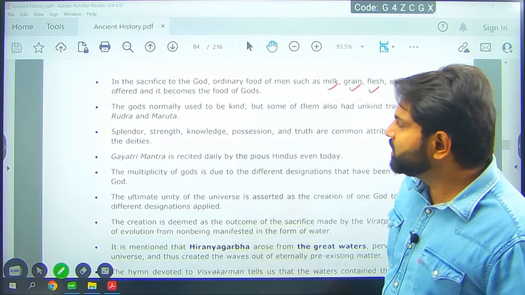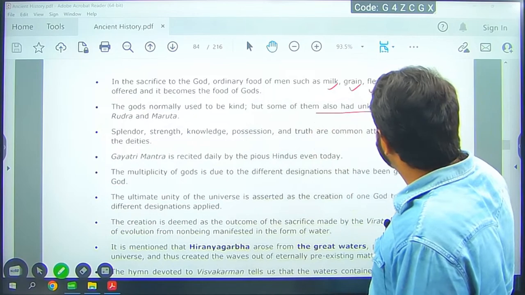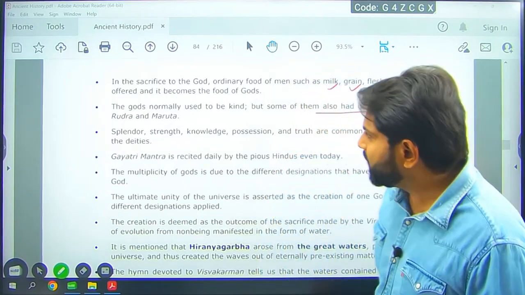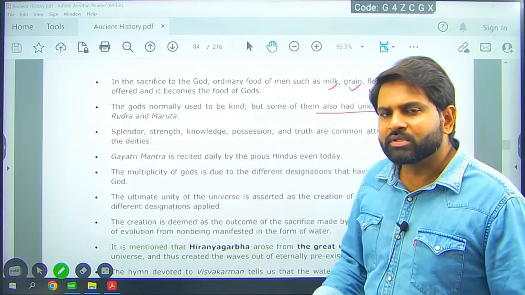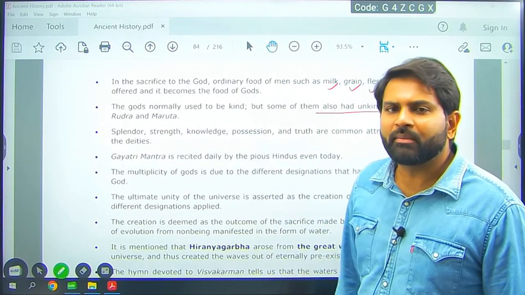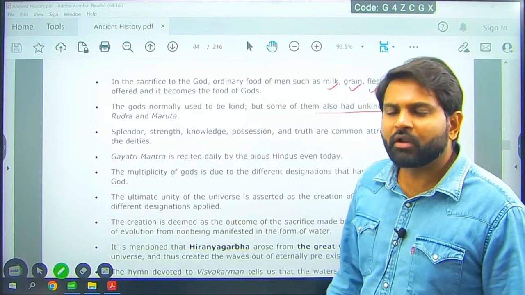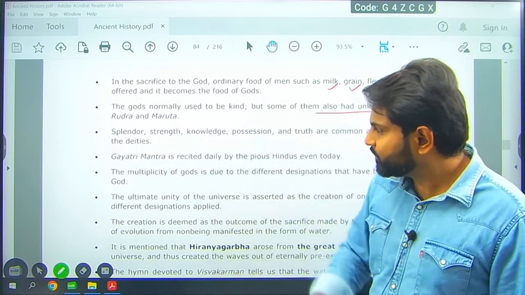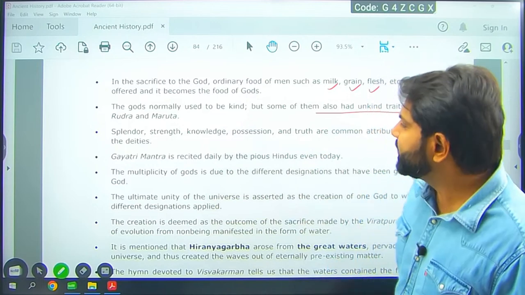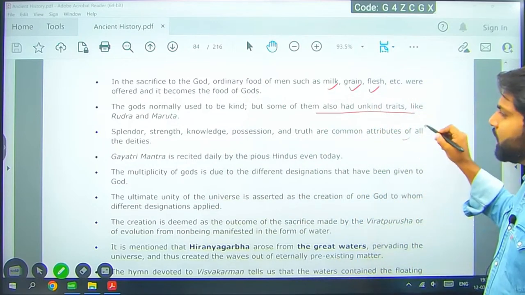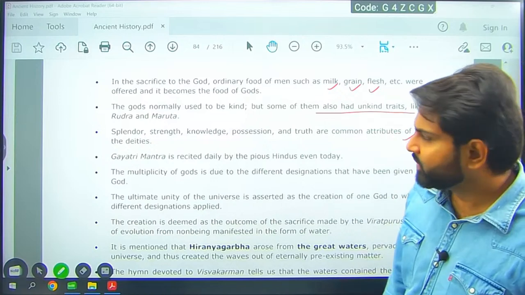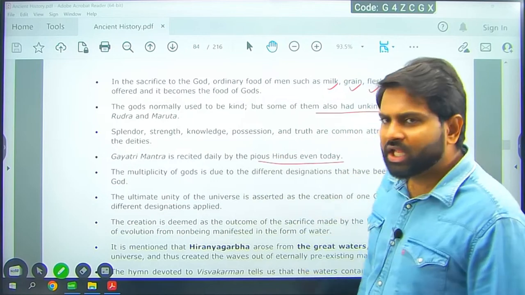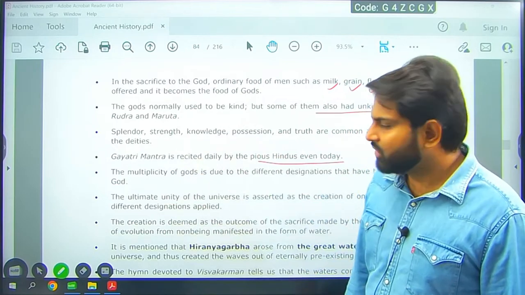The gods normally used to be kind, but some of them also had unkind traits, like Rudra and the Maruts, right? So sometimes the gods are not kind to the people all the time, but also get angry, like Rudra and the Maruts. Splendor, strength, knowledge, possession and truth were common attributes of all the deities. The Gayatri mantra, which was there in the Rigveda, is recited daily by pious Hindus even today.